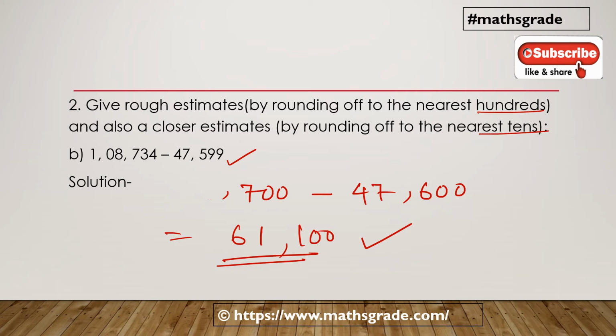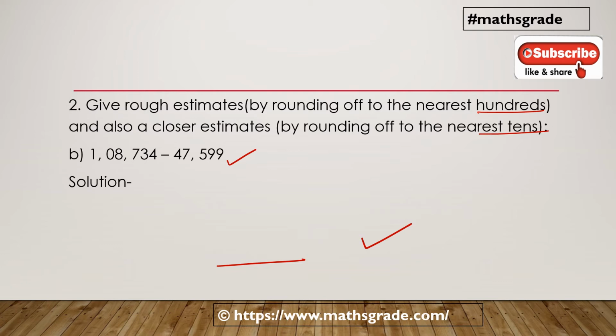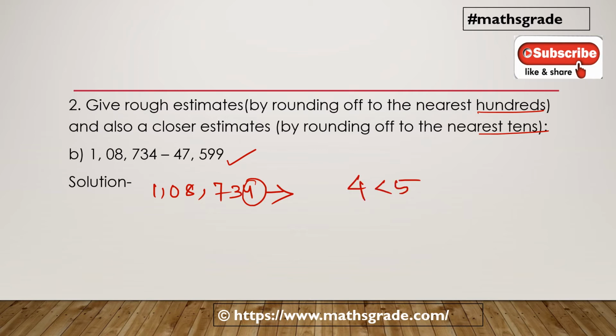Now we estimate the difference by rounding off to the nearest 10. So 1,08,734 rounded off to the nearest 10. First we just look at the unit place digit. Here the unit place digit is 4. 4 is less than 5. So we don't add 1 to the tens place digit and write down 3 as it is and 0 in the unit place digit, that is 4 changes to 0.